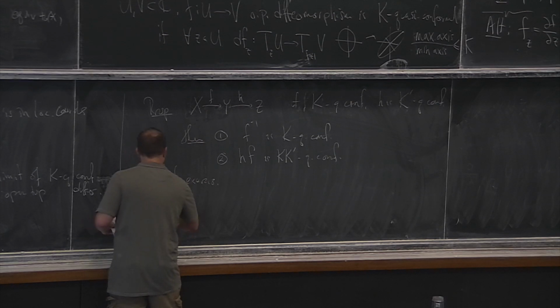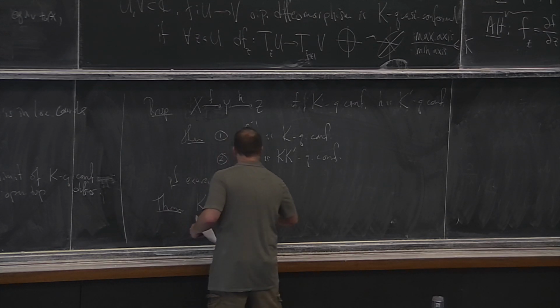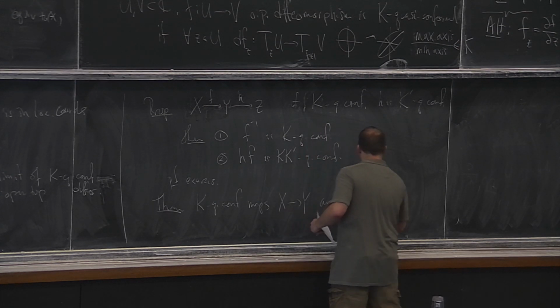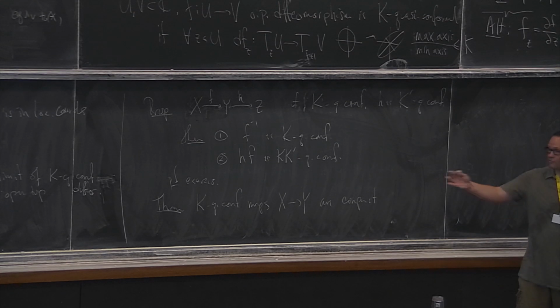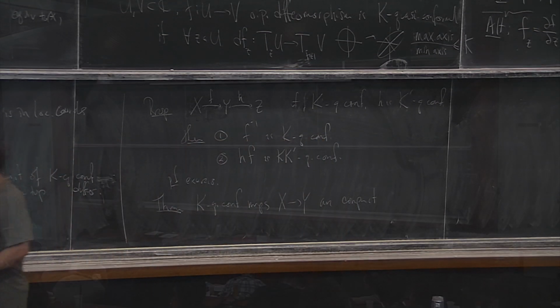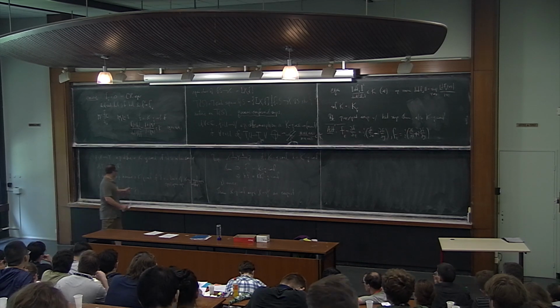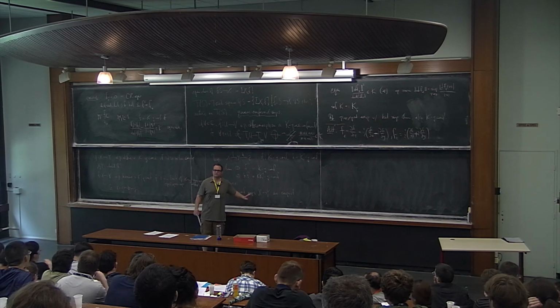Theorem. K quasi-conformal maps from x to y are compact in the compact open topology. So I look at all k quasi-conformal maps from x to y. I have a sequence of such things. And the limit is, again, a k quasi-conformal map. So up to subsequence, there is a limit, and that limit is k quasi-conformal. And again, this is in the compact open topology, or if you like, topology of uniform convergence. These are compact sets.